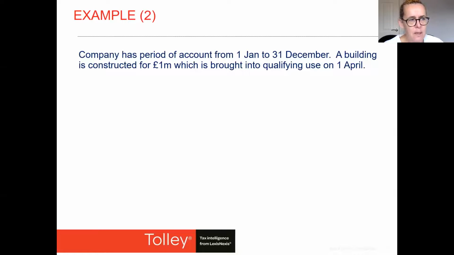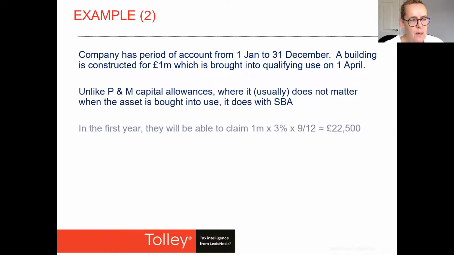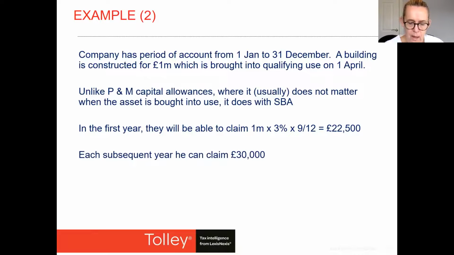So here we have a company that has a 31st of December year end. The building is constructed for £1 million and it's brought into qualifying use on the 1st of April. Basically, in the first year, they are going to be able to claim 3% of 1 million, but only 9/12 of that. And then in each subsequent year, they can claim the full 3%. Obviously, when we get to 33 years down the line, they would only get 3/12 in their final accounting period.